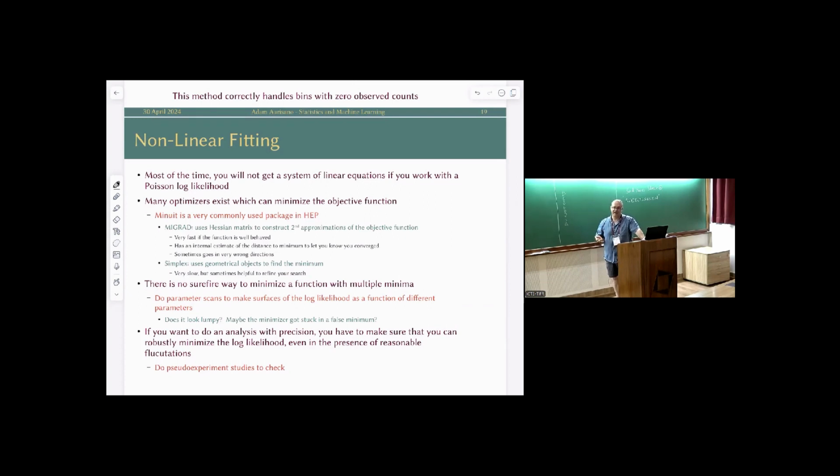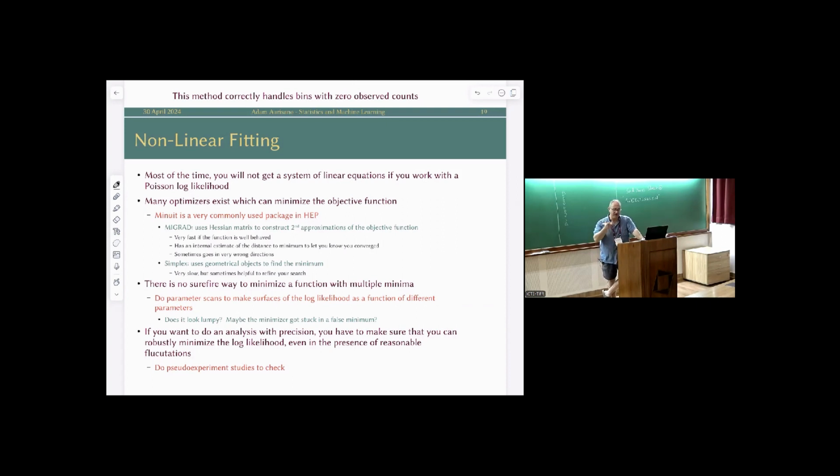It also has simplex, which uses geometrical objects to find the minimum. It's a gradient-free approach. It doesn't use gradients or Hessian matrices. So if you have any doubt, if your function is not necessarily numerically well behaved, where you can't take numerical derivatives easily, that might help you, but it's really slow and doesn't really know when it's converged, right? So you just run it for a while and see what happens.